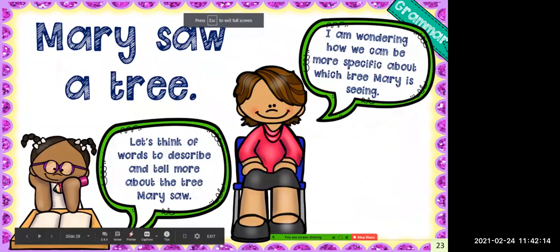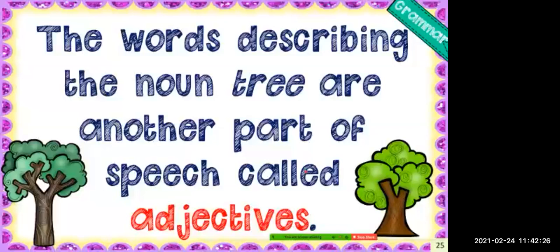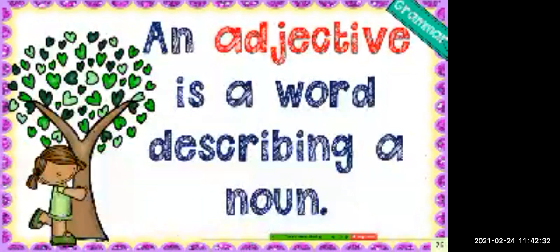A green tree, describing the noun tree. And they are another part of speech called an adjective. An adjective is a word that describes a noun. So I'm going to circle the noun and then draw an arrow from the adjective to the noun in each sentence.